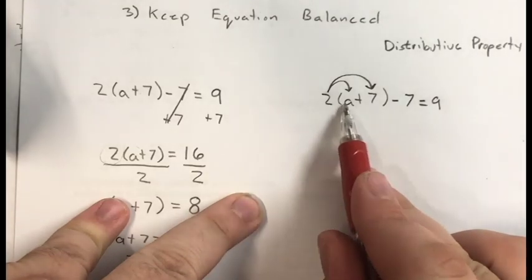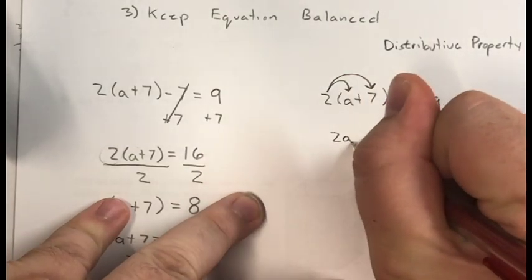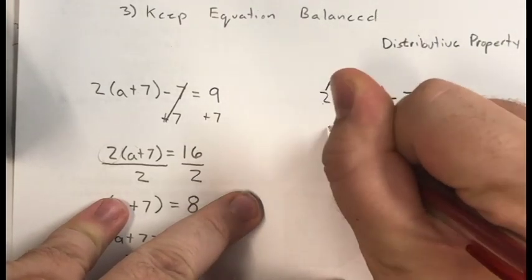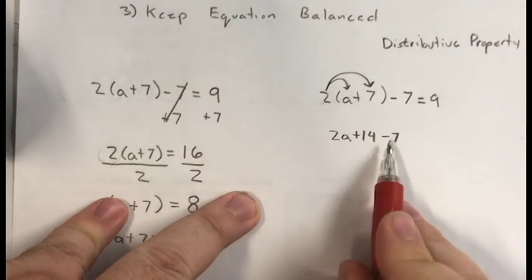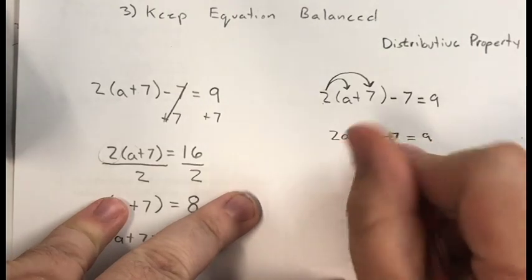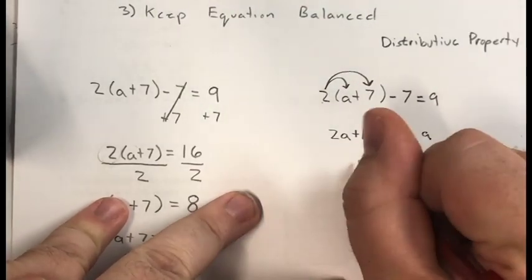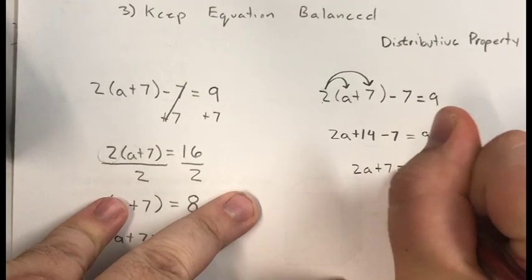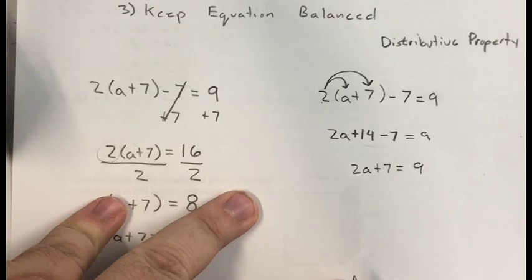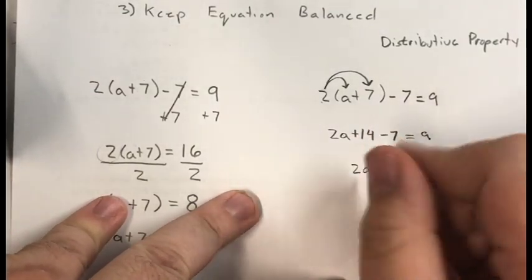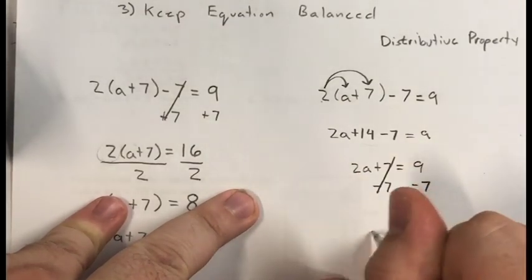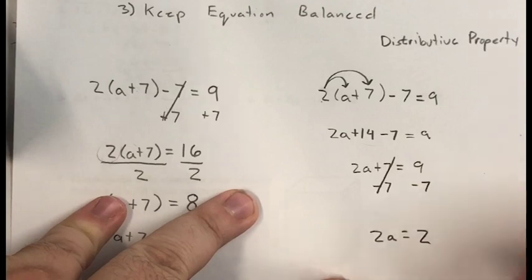All right? So 2 times A gives me 2A. 2 times 7 gives me a plus 14. And all of this is being subtracted by that 7 equals 9. All right, now I can keep working this out. Hey, I can simplify this even more. This would be 2A plus 7 equals 9, because 14 minus 7 is 7. Now I can continue following SADMEP, and I subtract 7 on both sides. When I do, the 7 cancels out, and that gives me 2A is equal to 2.